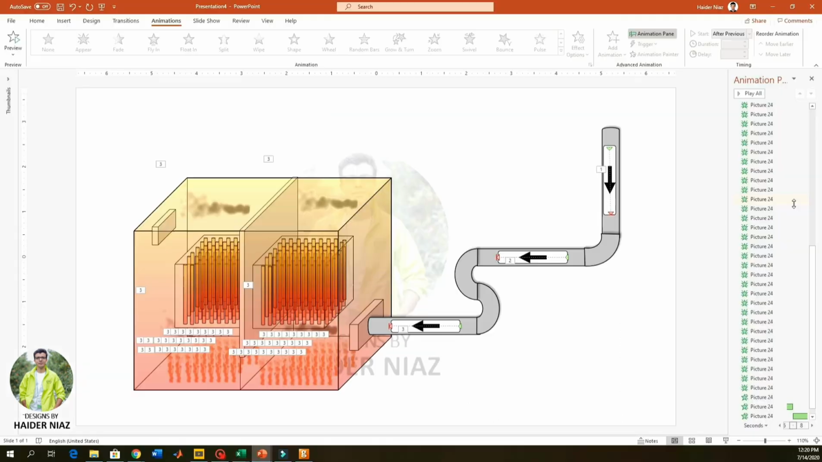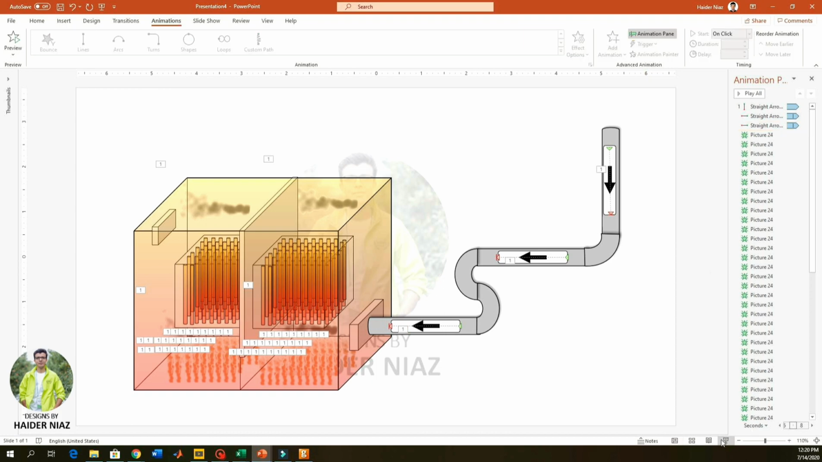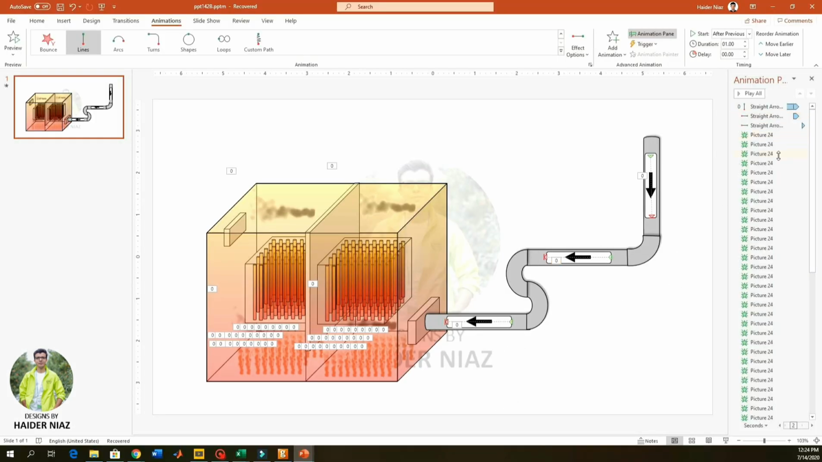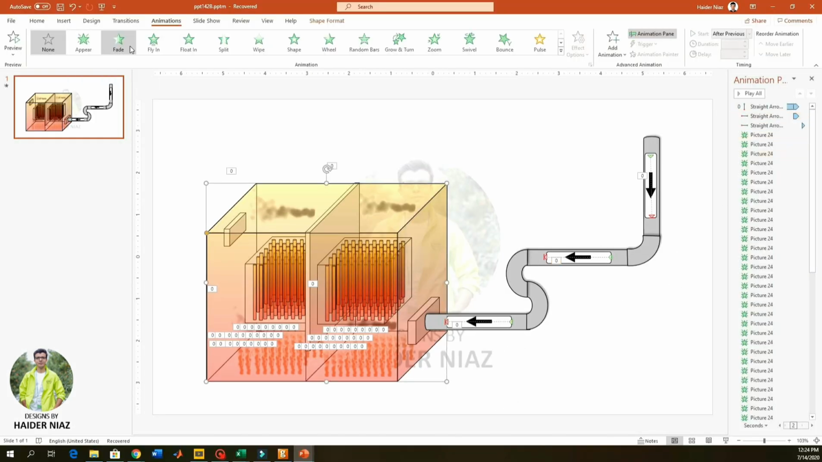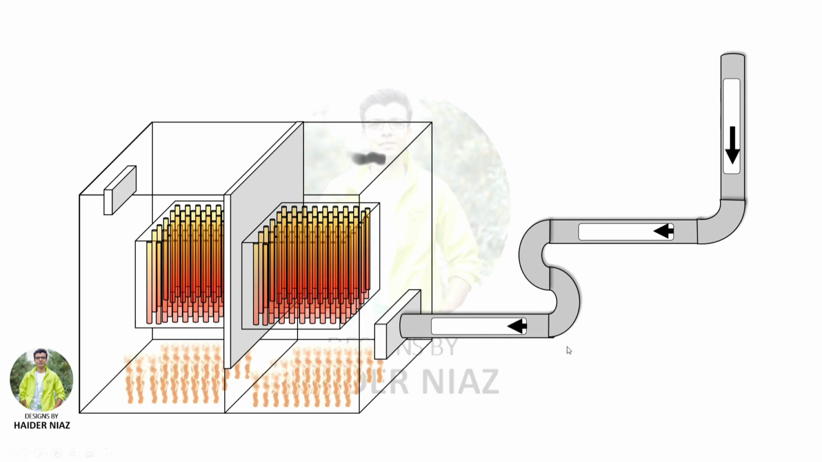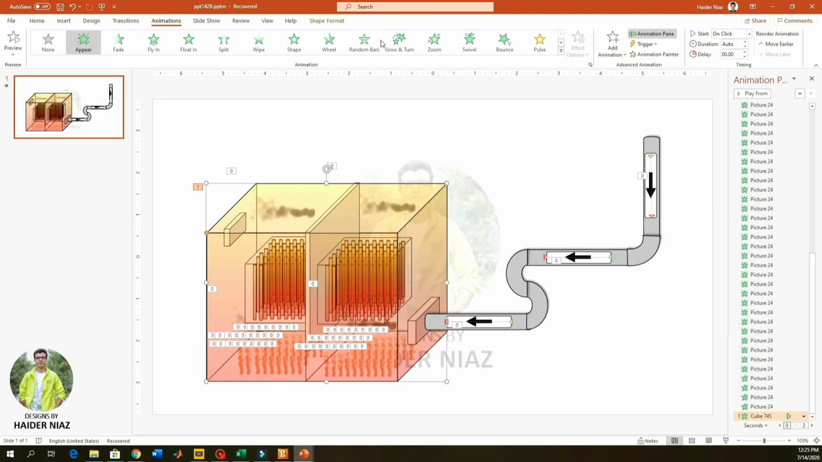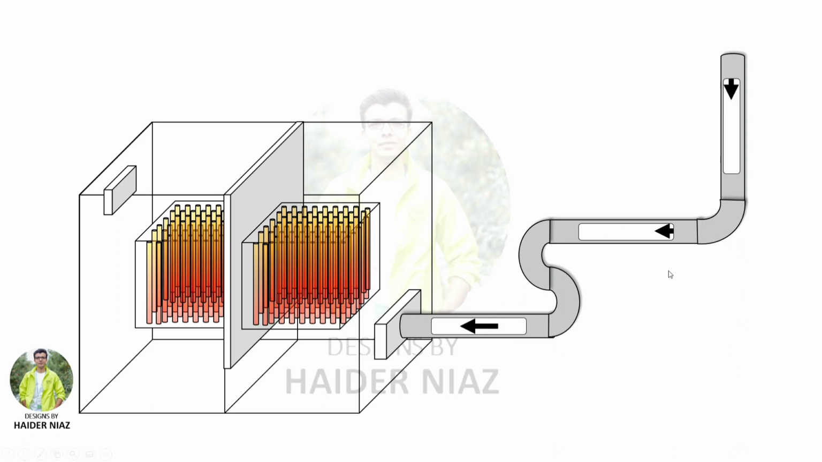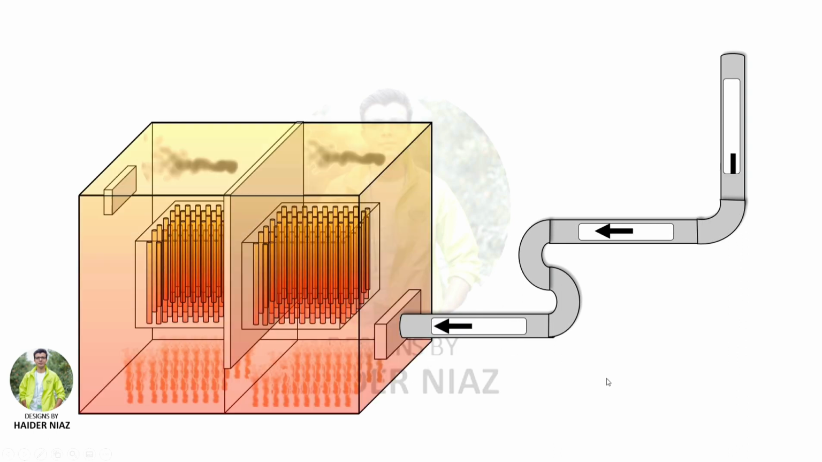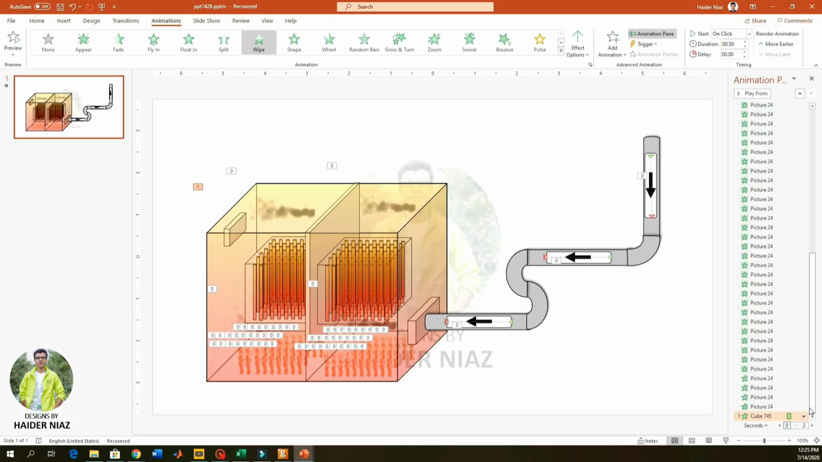So now what I'm going to do is I'm going to check if it's working fine or not. So I'm going to right click and say after previous. So you can adjust the speed of the arrow. Right now the arrow speed is a little bit fast, so you can adjust the speed according to your own choice. So now you see the arrangement is like this, that the first arrow comes, then the combustion starts, then the smoke comes out, and then the heating of the chamber increases.